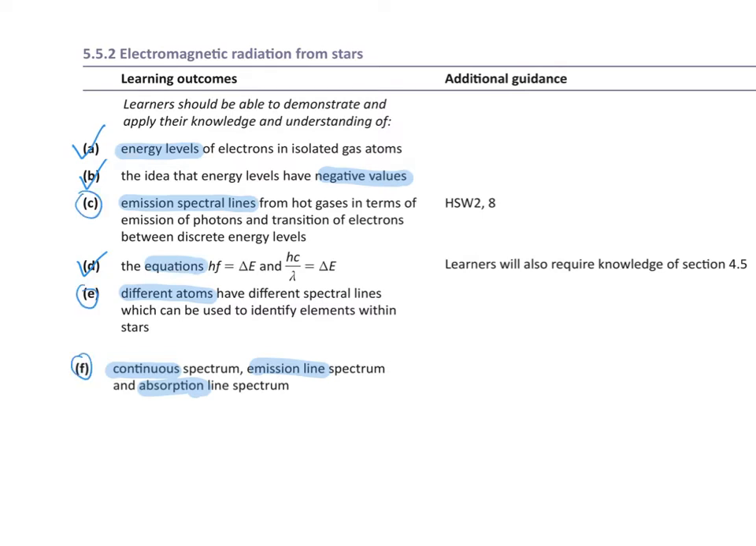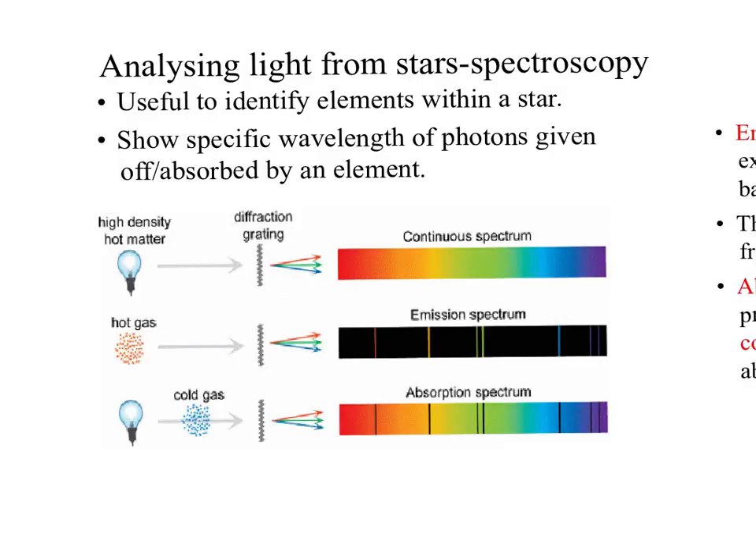We will combine that in a second now with the emission and absorption line spectra. Okay, so here we're going to look at the last part of this lesson when it comes to analyzing light from stars. We call this spectroscopy, and it's basically used to identify elements within a star because it shows specific wavelengths of photons given off or absorbed by an element. It's actually absorbed mostly from the stars anyway, but we will see three different things that happen and how they are linked together.